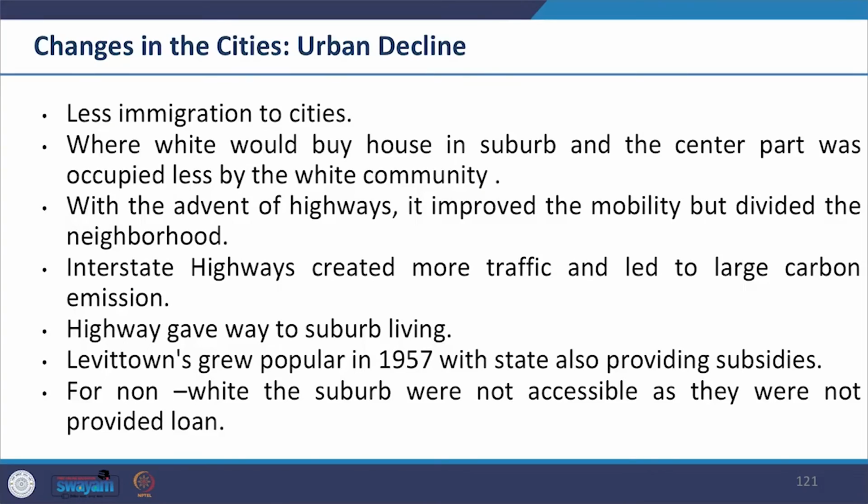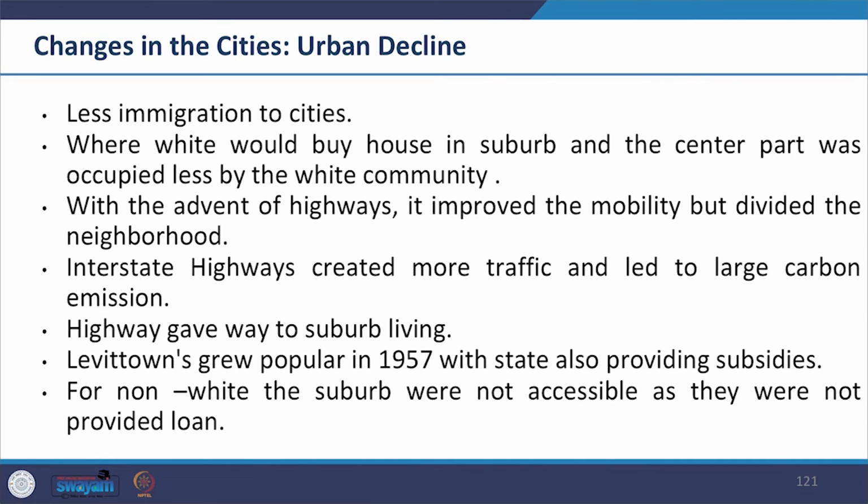Now, moving forward, we further see that air conditioning again changed the cities. Now the cities were formed in warmer places too. We start seeing urban decline. We also see less immigration to cities, and cities taking the shape of a donut, where whites would buy houses in the suburbs and the center part was occupied less by the white community. The advent of highways improved mobility but divided neighborhoods. Interstate highways created more traffic and led to large carbon emissions.